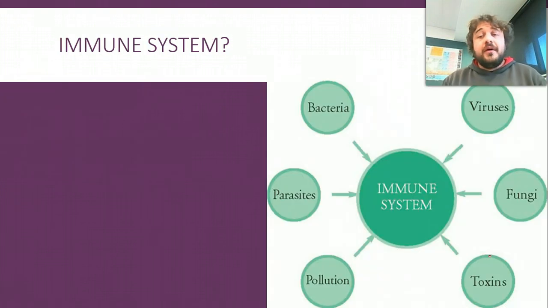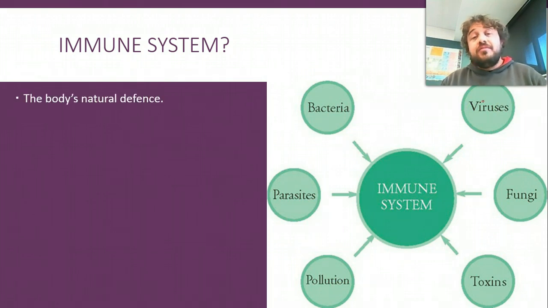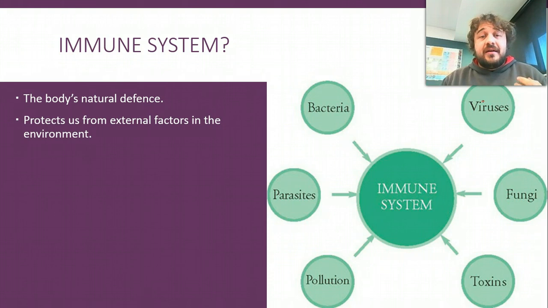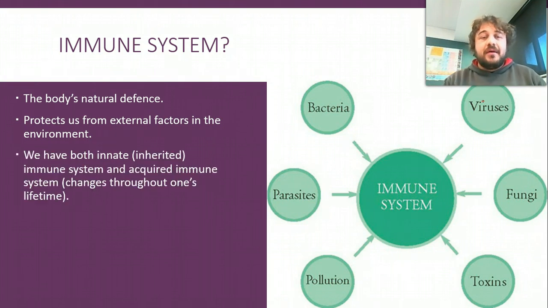Right? So, what is the immune system? Now, from what you see here, basically, anything that can enter your body that's bad for you, that's what the immune system deals with. So it's your body's natural defense. Okay, now it protects us from external factors in the environment, stuff like viruses, things we're allergic to, so allergens, pollution. Its job is to clean it all out.